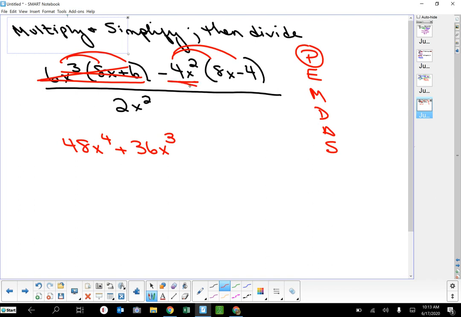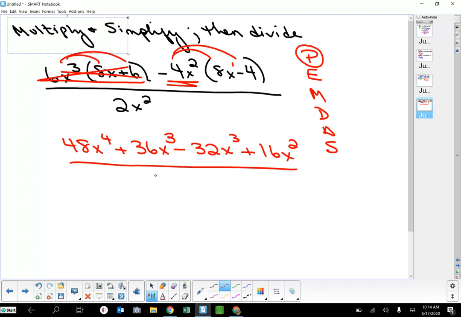Move over here and multiply the negative 4x squared by both of those things. Negative 4 times positive 8 is negative 32x to the 3rd, remember there's a 1 on that x. And then negative 4x squared times negative 4 is plus 16x squared. And all of this is still over 2x squared.